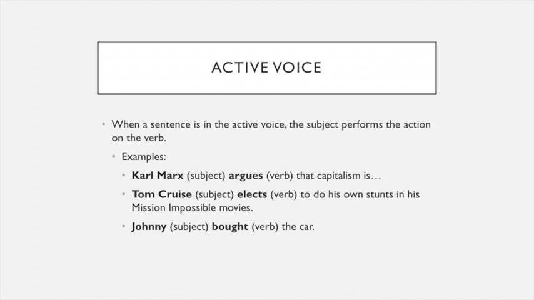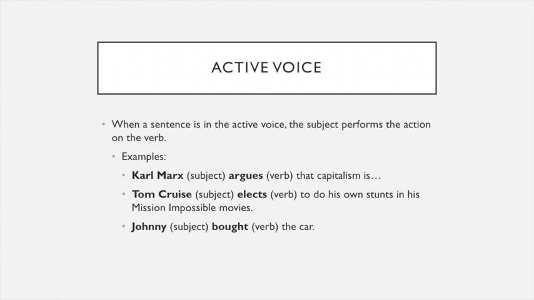Karl Marx, the subject, is doing the action of arguing that capitalism is whatever it may be. In the second example, we have Tom Cruise, the subject, doing the action, which is electing to do his own stunts in the Mission Impossible movies. And in the last example, we have Johnny doing the action, which is deciding to buy a car. So in these examples, we can see the subject is performing the action of the verb.